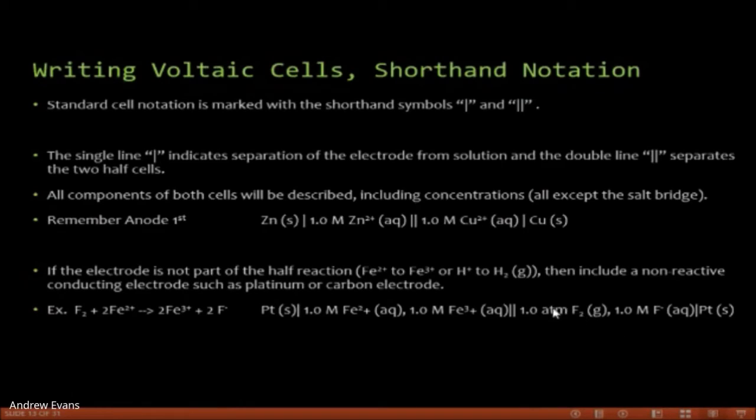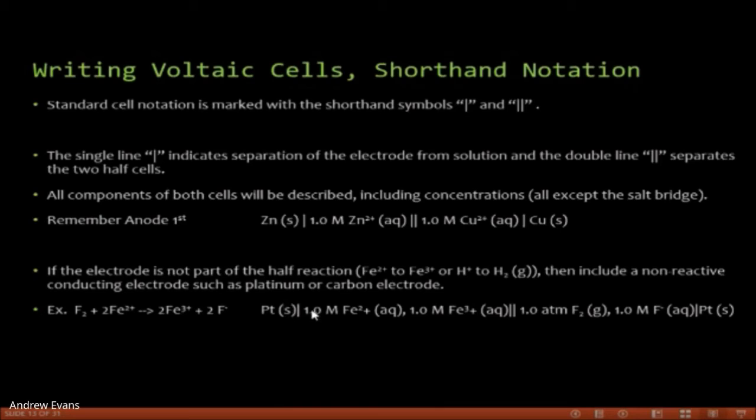So essentially, I'm bubbling fluorine into solution, and it's going into solution. And the iron solution is going from one state to the other, but it's still staying in solution. And the platinum is just there to conduct the electrons from one side to the other. So if I hook this up to a battery, I can calculate this.